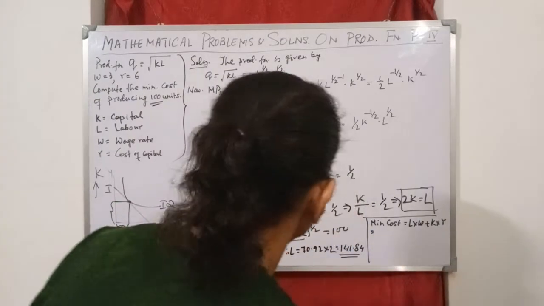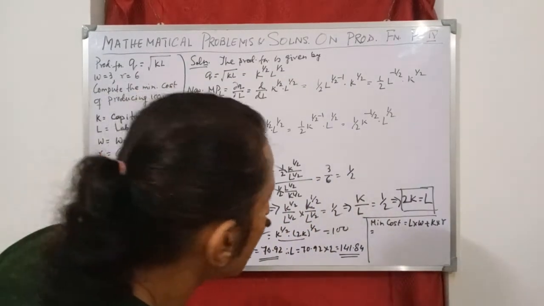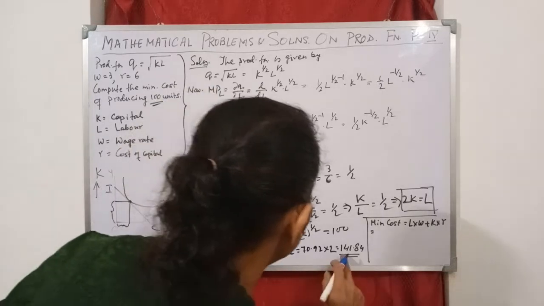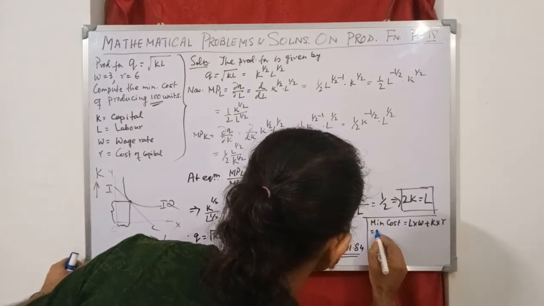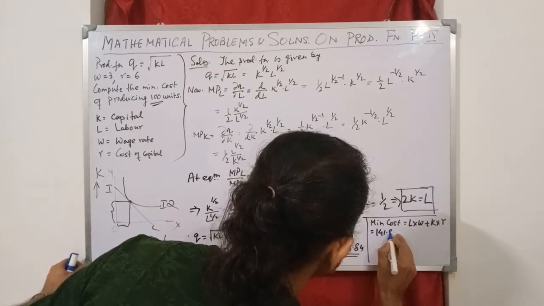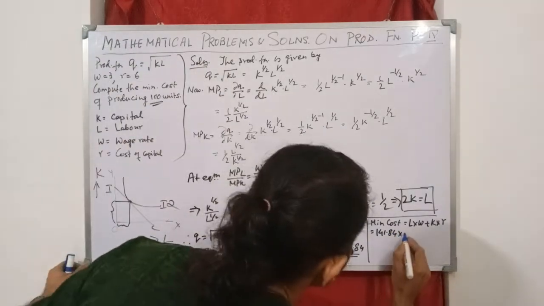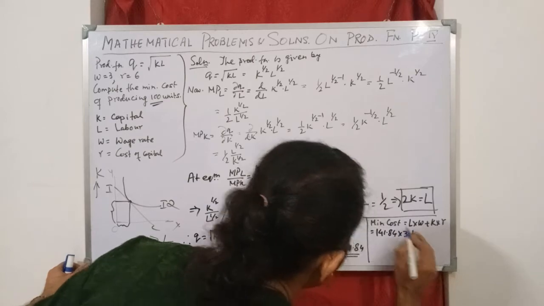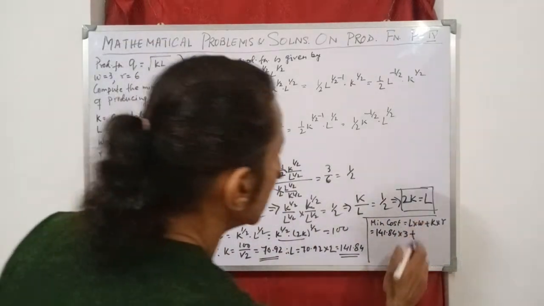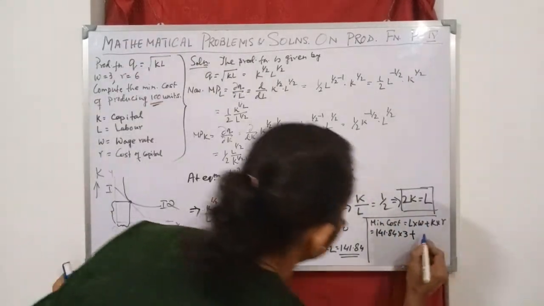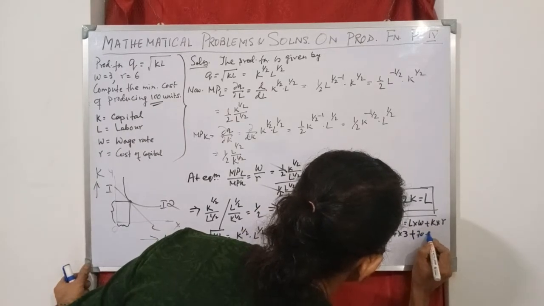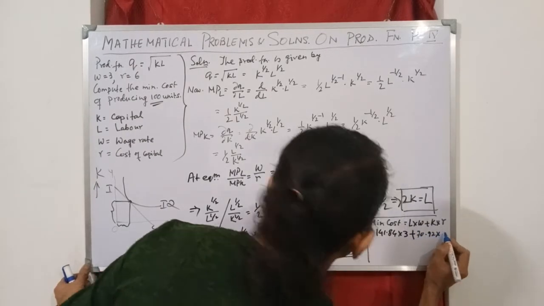So we put the value of L, W, K and R. What is L? L is 141.84. So we write here 141.84 into W, which is 3, plus K into R. What is the value of K? 70.92. See here, 70.92 into R, which is 6.